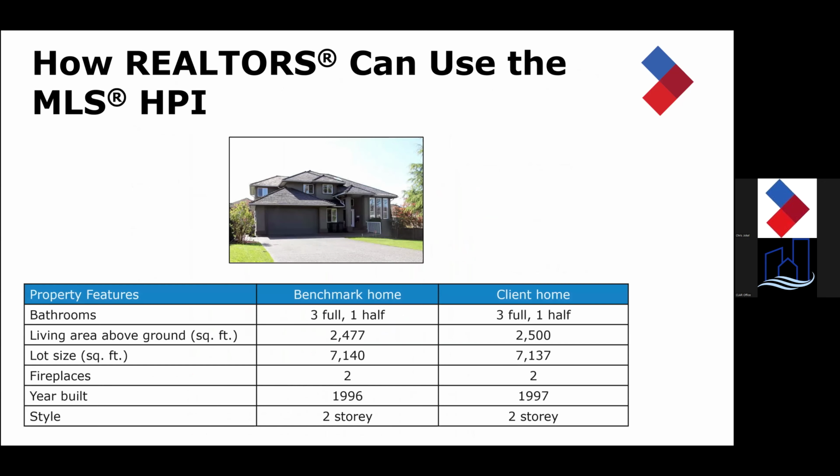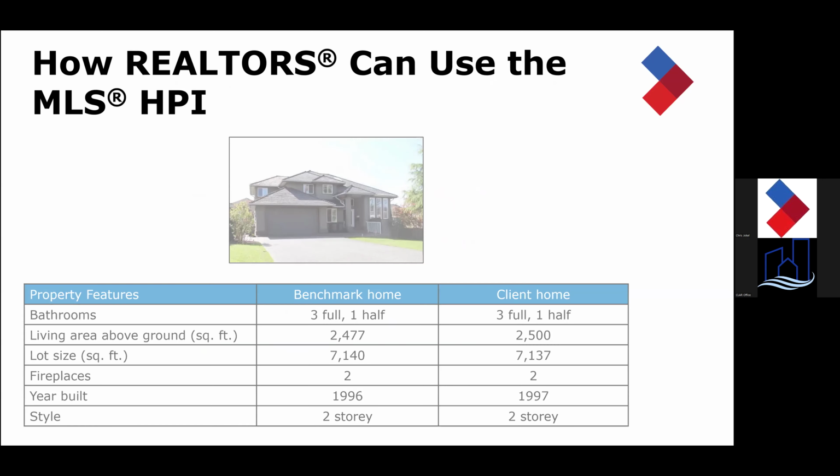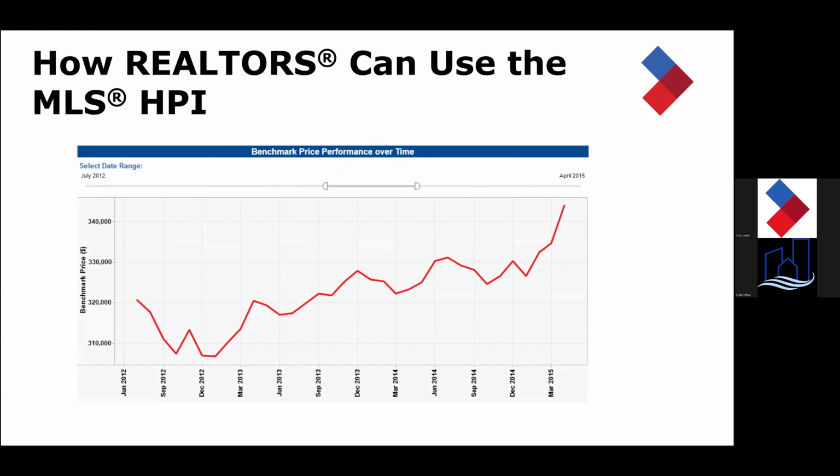Now, the table shows a select list of characteristics, both for the benchmark two-story home in this neighborhood and for the listing itself. So in this example, we're looking at a home that is very similar to a typical two-story home in this neighborhood. And now let's look at what happened with benchmark prices for two-story homes in this neighborhood between July of 2012 and April of 2015.